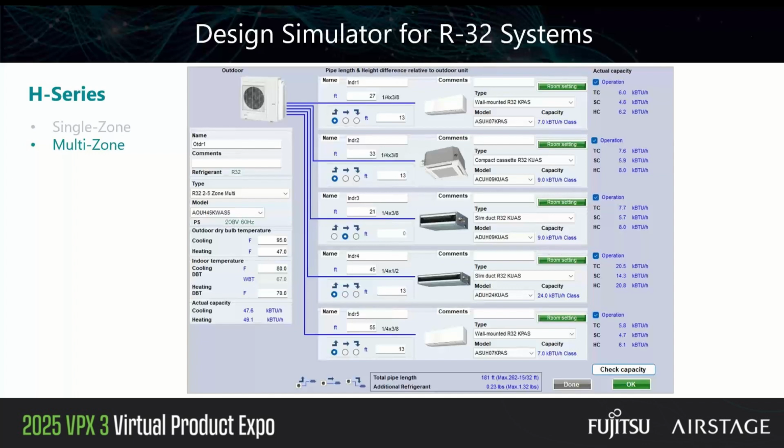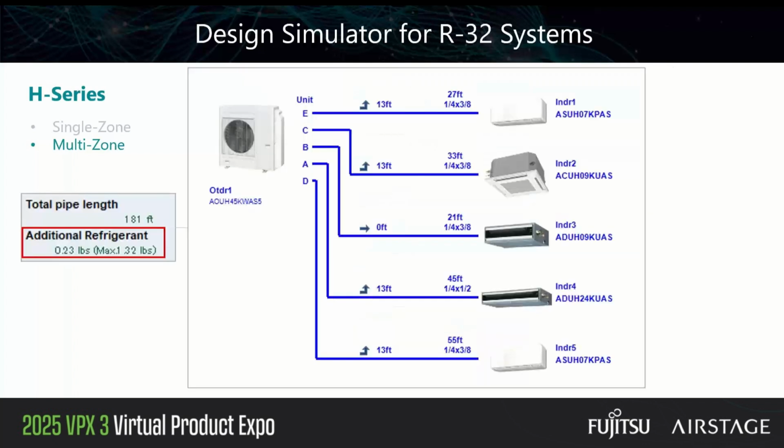So if you can map out a multi-zone system in quite literally about 10 minutes or less, that 10 minutes could help prevent thousands of dollars of corrective action afterwards. So we highly recommend using Design Sim for multi-zone systems as well.